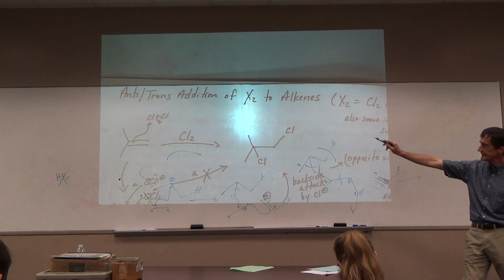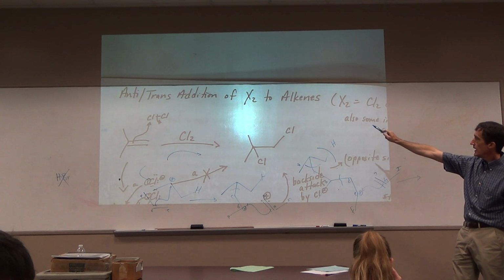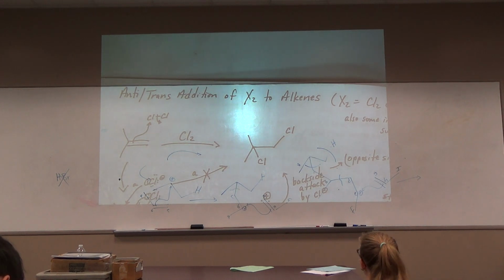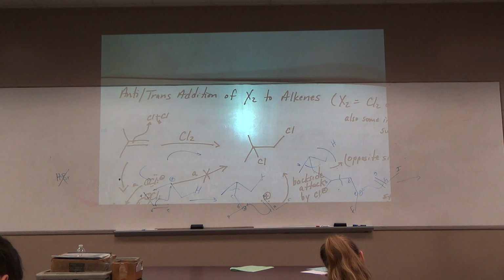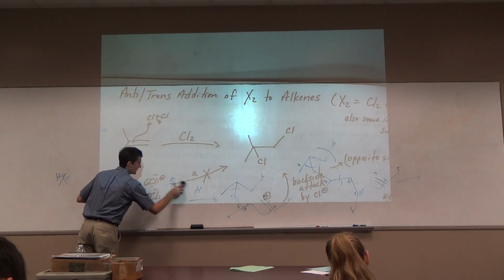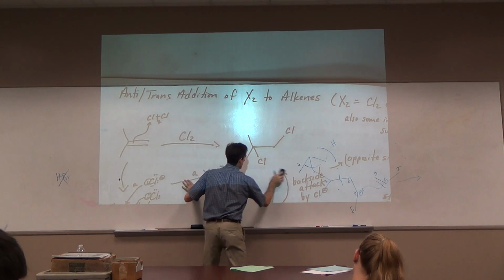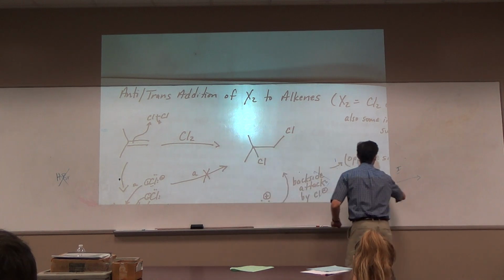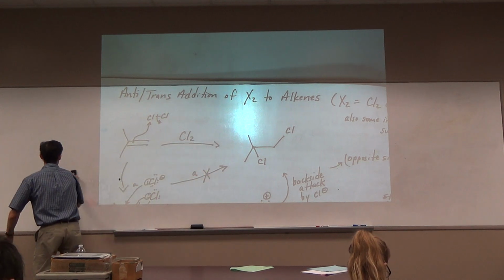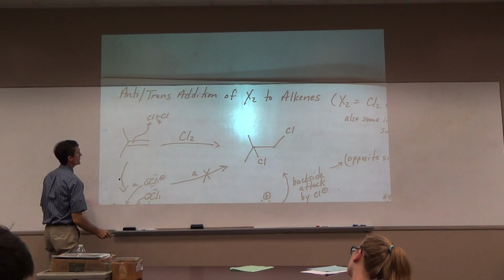This occurs by an anti or a trans addition, either way you want to say it, of the halogen to the alkene. The halogen is typically either chlorine or bromine. Those are the most common. Next week we'll be doing Br2. Elemental halogen, it's called. Okay, look at this reaction with chlorine.